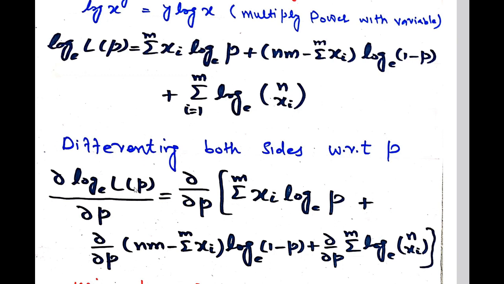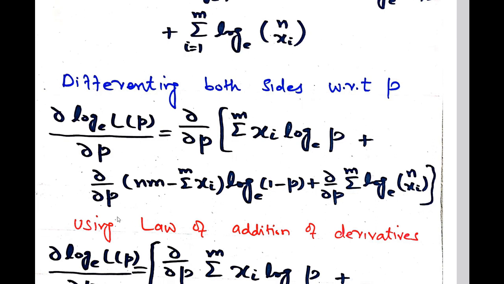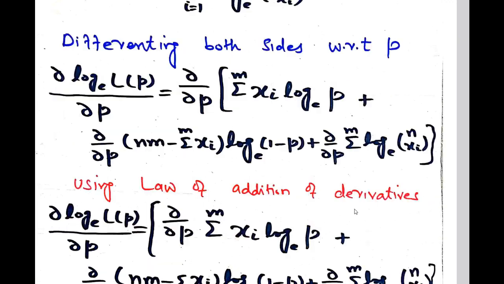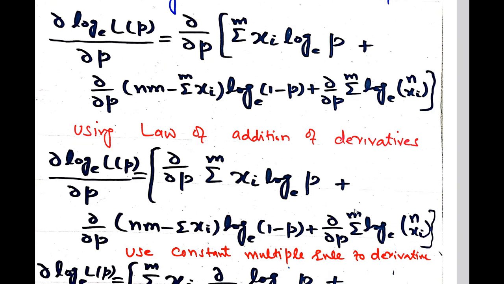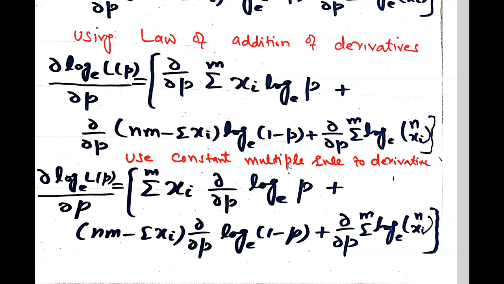Partial of log L(p) over partial p is equal to partial over partial p of sum of m xi log of p, plus partial over partial p of (nm minus sum of m xi) log of (1 minus p), and similarly we take the log of the next term. Using the law of addition, we take the derivative of each term and a plus sign is used. We also use here the constant multiple rule.